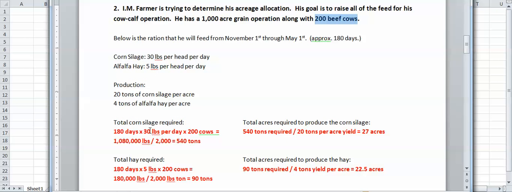We take our feed ration, first of all, to figure out our corn silage required. We're feeding 30 pounds per head per day times 180 days times 200 cows. That equals a total of 1,080,000 pounds for the 180 days. Divide that by 2,000 pounds per ton equals 540 tons. Now, if we have 540 tons and we can produce 20 tons per acre, that equals 27 acres needed to produce the corn silage.